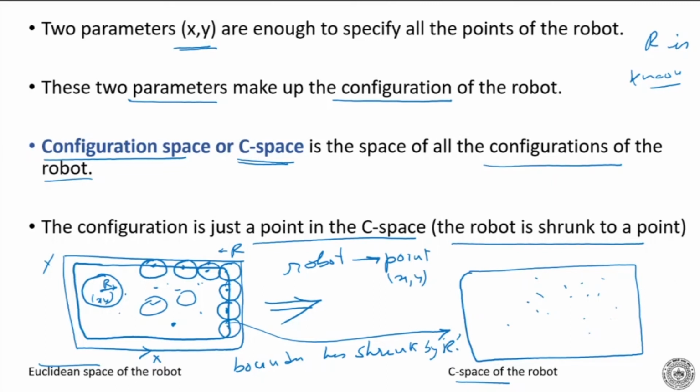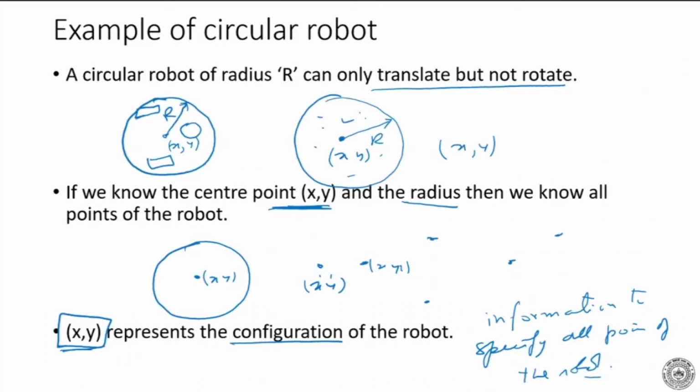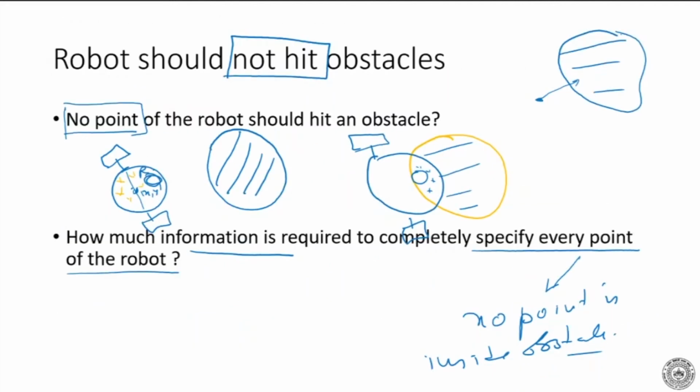Okay, so I'll just repeat again whatever I have done because this is very, very important. We are saying that the robot should not hit any obstacle. Geometrically, what does this mean? This means that no point on the robot should be inside the obstacle. This is what it means. And geometrically we can check that. Now to do that, we need to know how much information is required to completely specify every point of the robot.